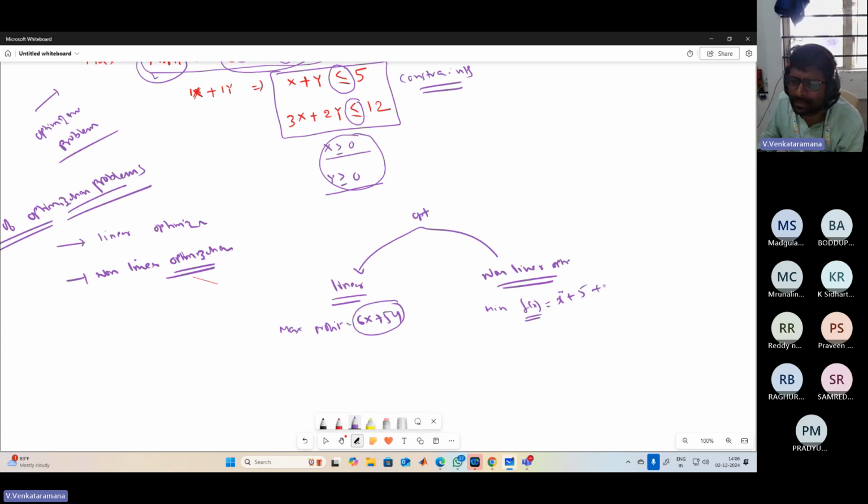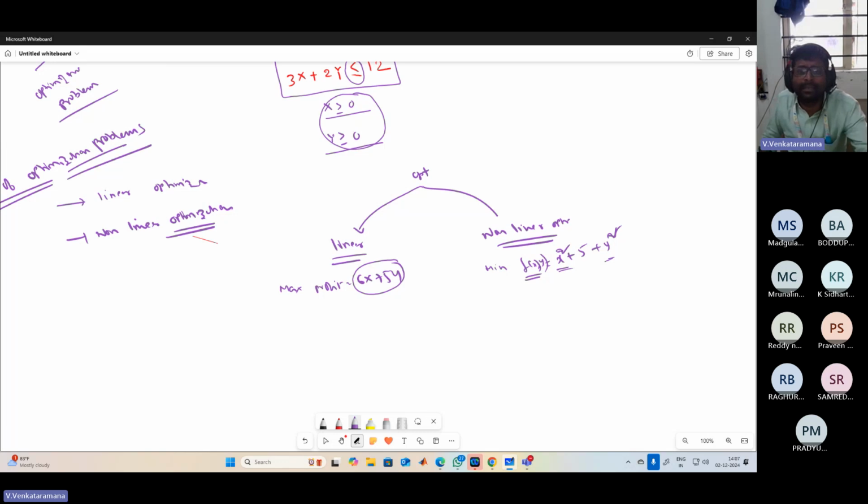Or you can take it as x square plus y square plus 5, like this. So my objective function f of x comma y is not a linear function of x and y. It is a nonlinear function of x and y because you have the square terms. That's why this type of optimization problem is called the nonlinear optimization problem. Hope you understand. So what is the basic difference between the linear optimization problem and the nonlinear optimization problem? Okay.